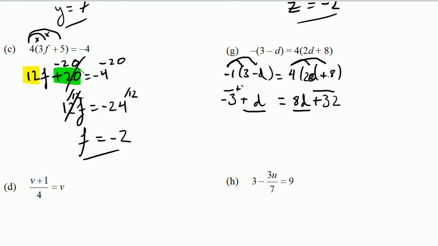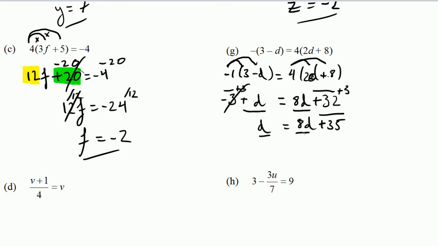So we do plus 3 to get rid of minus 3 on both sides. That gets cancelled. So we're left with d, it's the same thing as plus d, equals 8d, 32 plus 3 is 35, plus 35. Okay, well we still have this and this on two sides, and we have this on the right-hand side here. So we want to get this 8d over to the left-hand side.